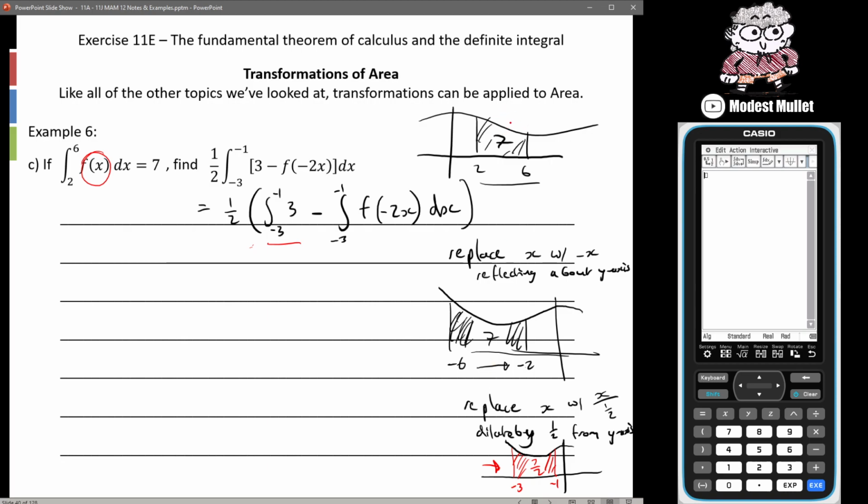So that's just some logical reasoning, starting with, okay, I know this about this area. If I flip it over, the area is still the same. It's still 7. If I then dilate and squish it in towards the y-axis, if everything's halved, then my area must be halved.